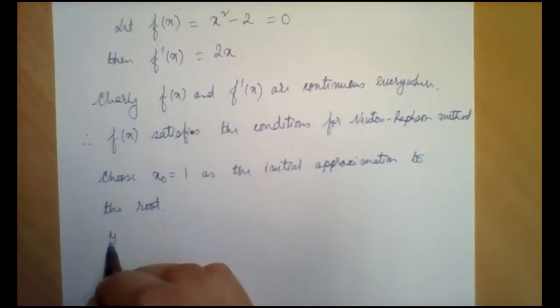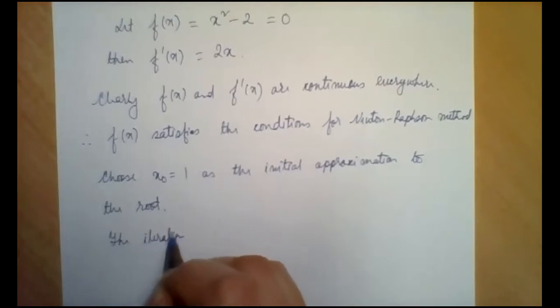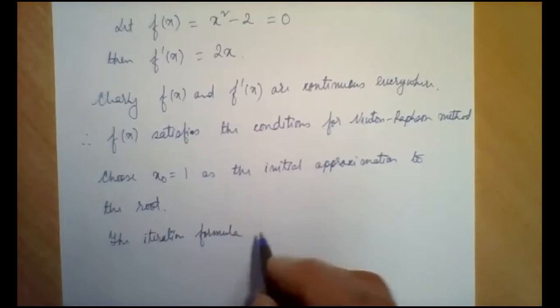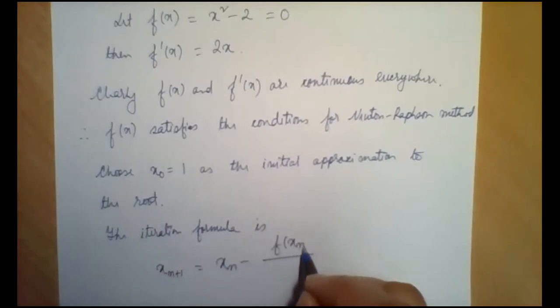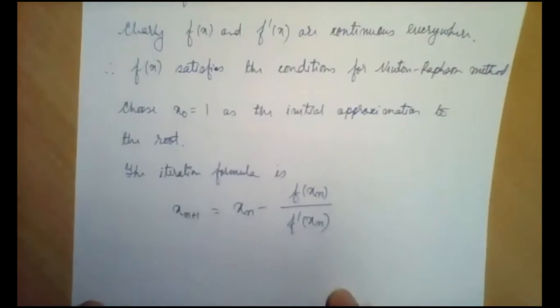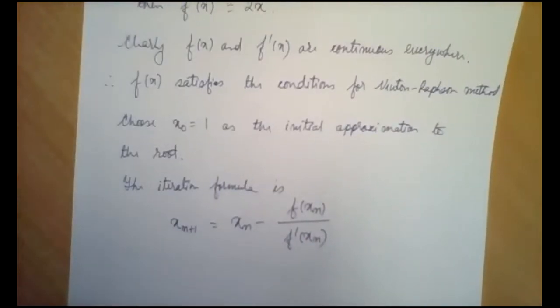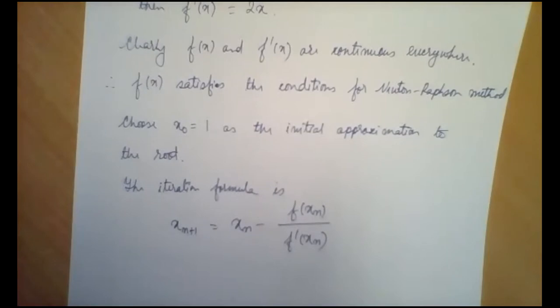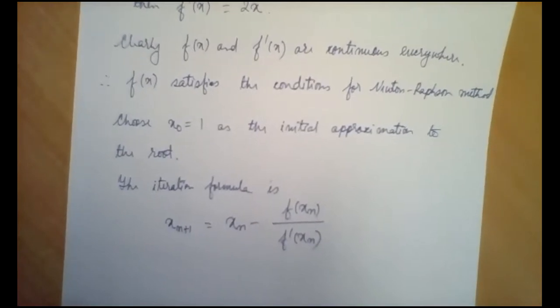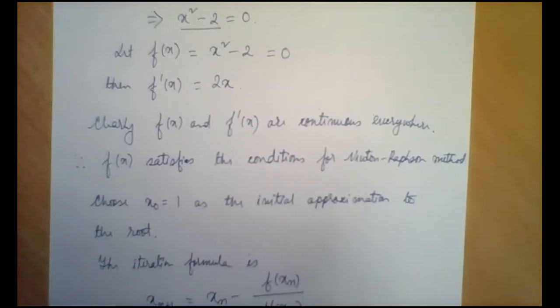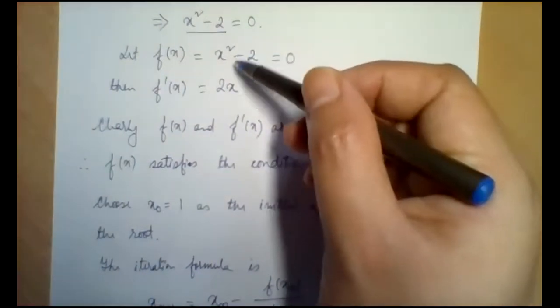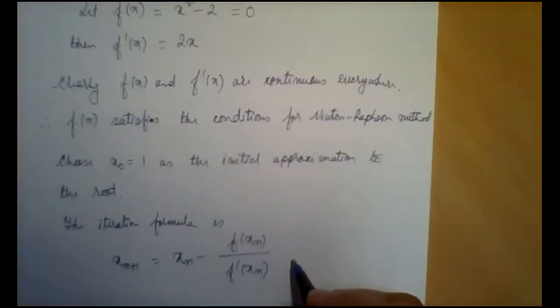The iteration formula is x of n plus 1 equal to xn minus f of xn divided by f prime xn. For simplicity, we can substitute the values of these two, f of x and f prime x. So let me show it here.